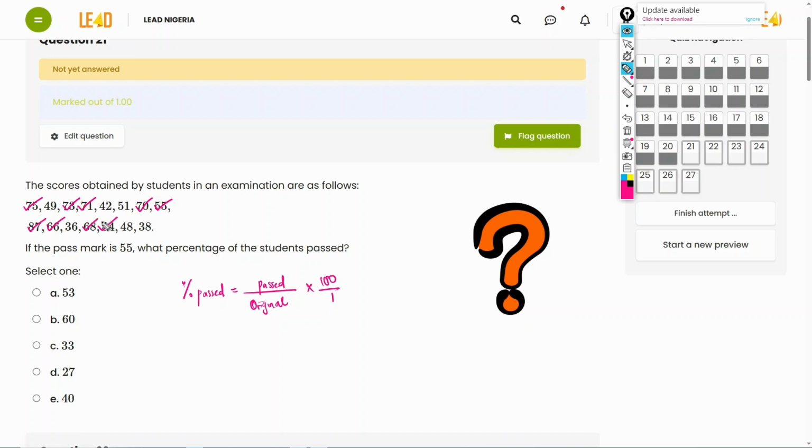1, 2, 3, 4, 5, 6, 7, 8, 9. So 9. So 9 over, and then the total is how many? 1, 2, 3, 4, 5, 6, 7, 8, 9, 10, 11, 12, 13, 14, 15. 9 over 15 times 100. So here is 3, here is 20, here is 1, here is 3. So it's 60% of the students. 60% passed. That's option B.